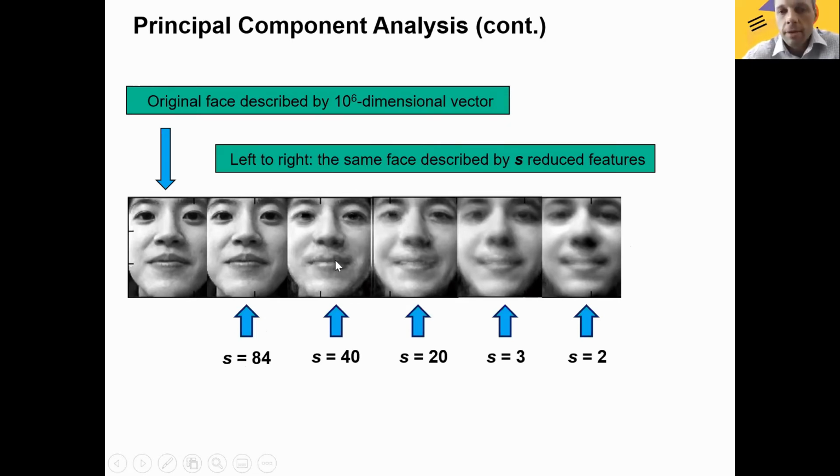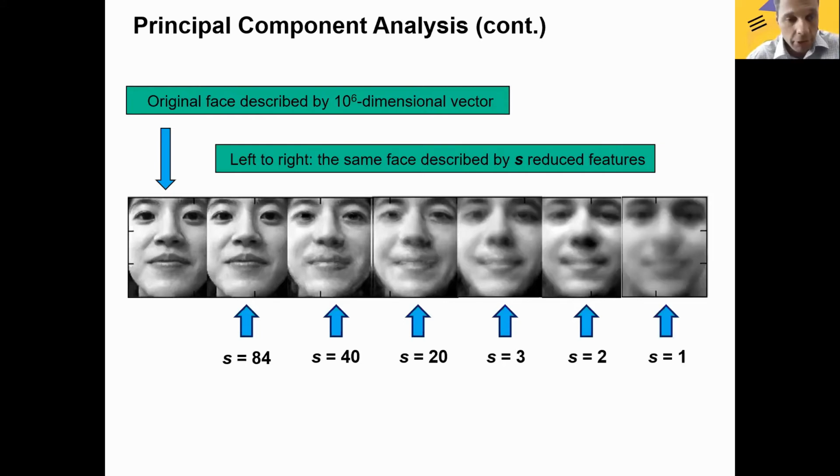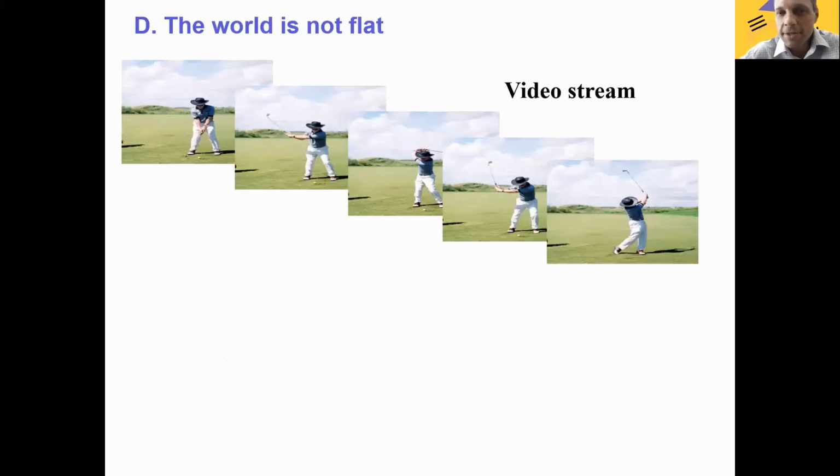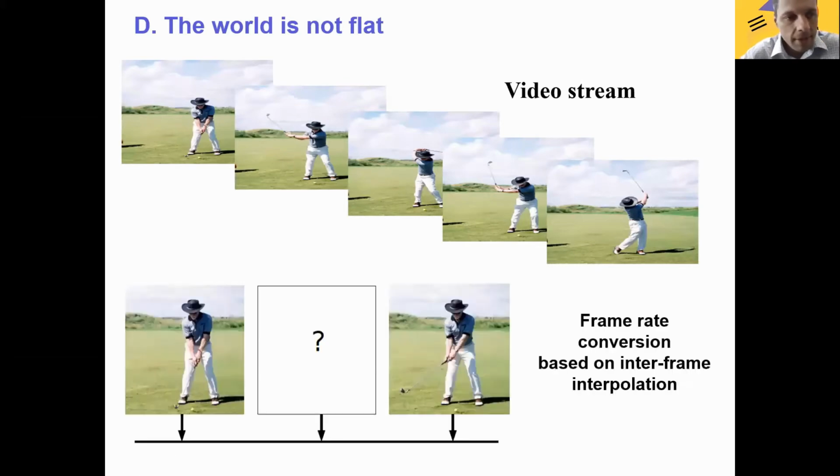But of course, the method, as you see, is linear, and in practice we should use nonlinear methods because our world is nonlinear. Let me explain this using the following example. Let us assume that we have a video stream, a stream of frames. We have two consecutive frames, and we would like to interpolate this stream of frames and estimate what frame we have here.